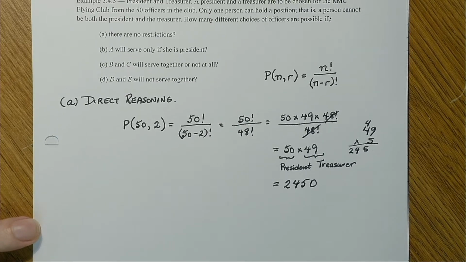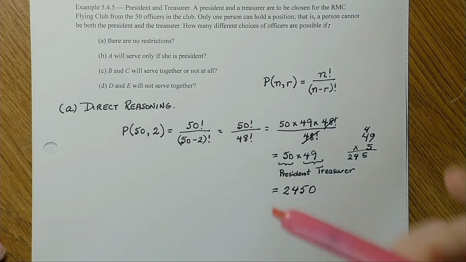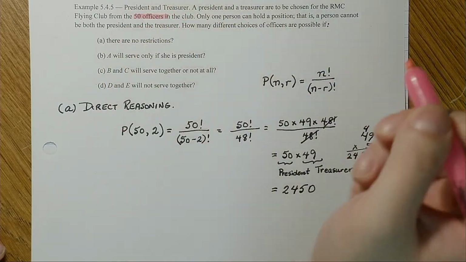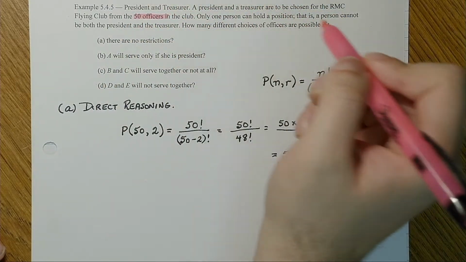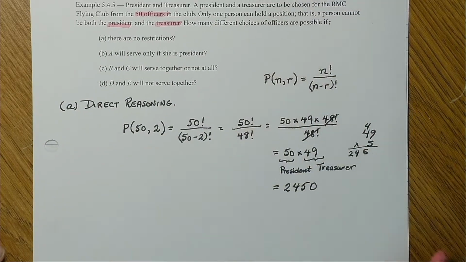Okay, so again, kind of just picking this. We have 50 officers. These are the things that we're looking for and are important. And we're picking a treasurer and a president. How many different choices of officers are possible?